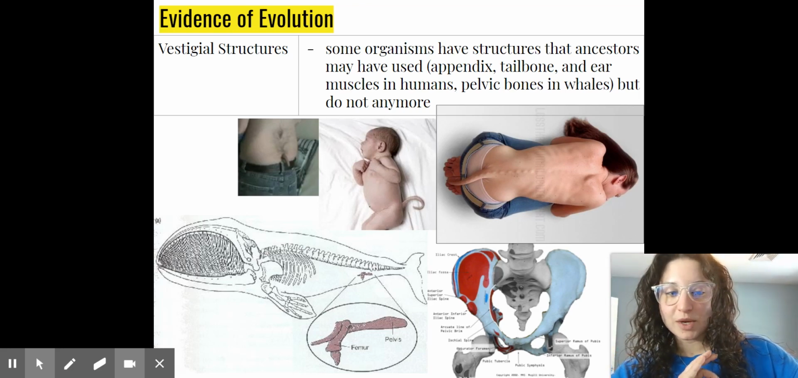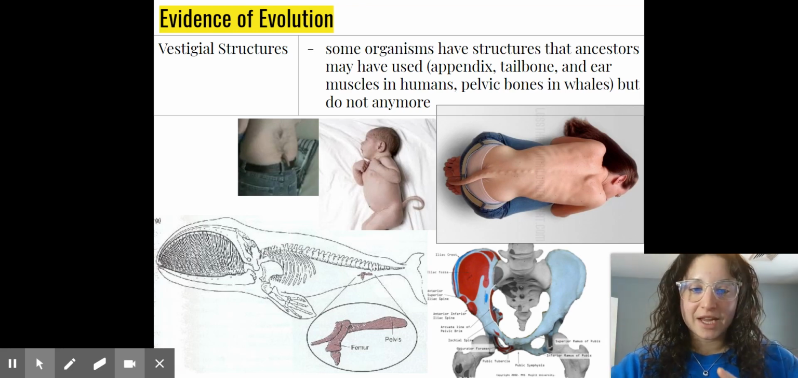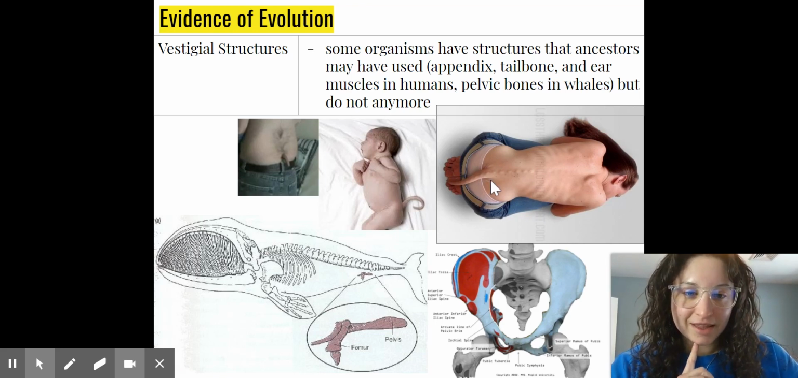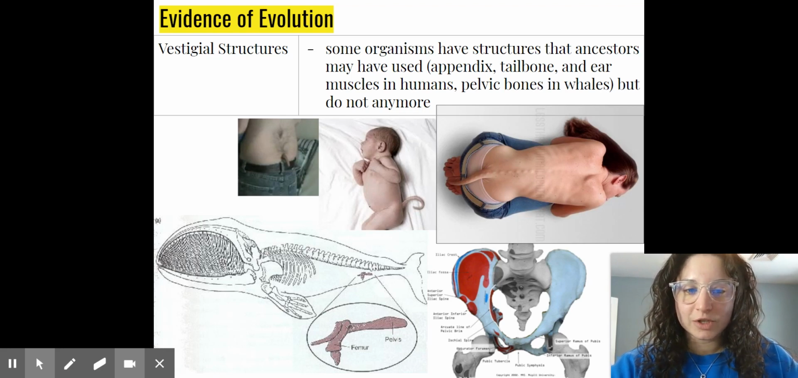So quick pause question. If you did have a tail, such as this one right here, would you let it hang over your pants? Would you try to stuff it into your pants and hide it? Or would you cut a hole in your pants for it to hang out of?